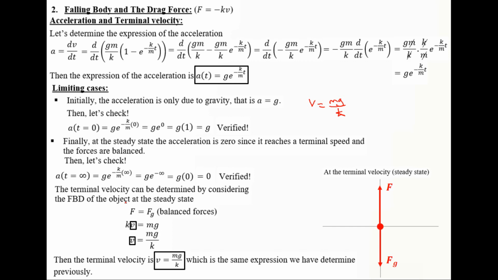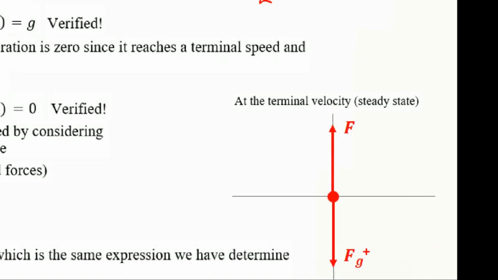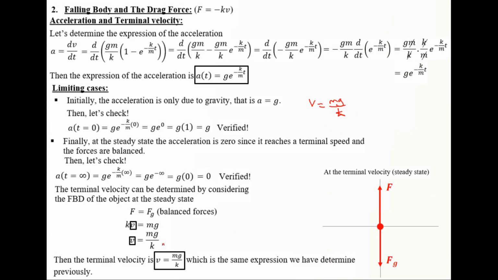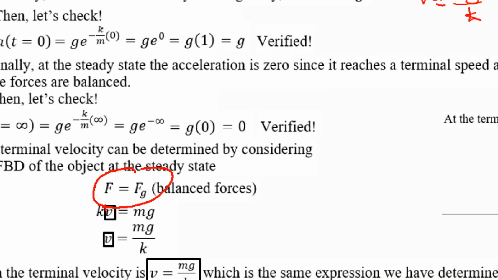Then remember that we have two approaches in such types of problems in order to determine the terminal velocity. Either we consider, if we have the solution, which is the function v of t, we can take the limiting case in which t tends to infinity. This is one. Two, to consider the FBD at the terminal velocity. In this case, we have two balanced forces given by Fg and F. We can equate them and solve for v.